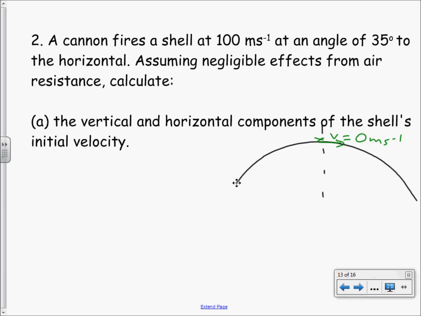All right, so we're going to assume negligible effects of air resistance, which may, or to be honest, may not really be true. We've got the shell fired at an angle of 35 degrees with a velocity of 100 meters per second. In answering this first part, we hark back to our first topic where we looked at vector components, and what we're being asked for here is to work out the horizontal component of that velocity and the vertical component of the velocity. The vertical one, first of all, let's call it Vy, and let's call that one Vx.